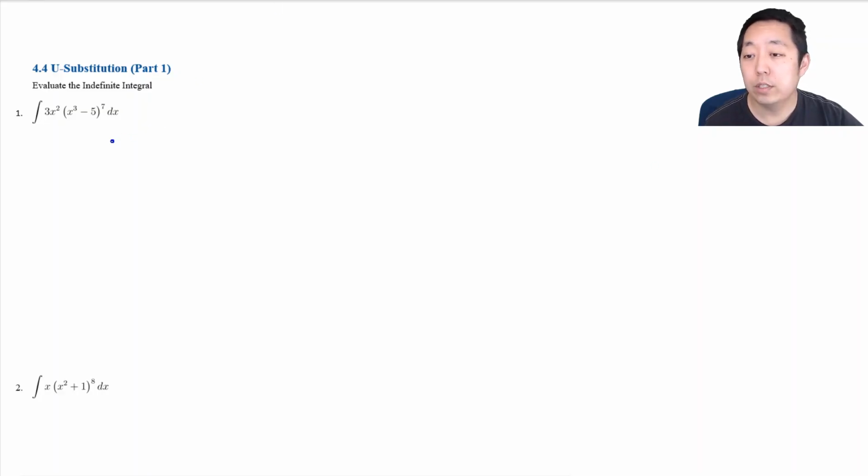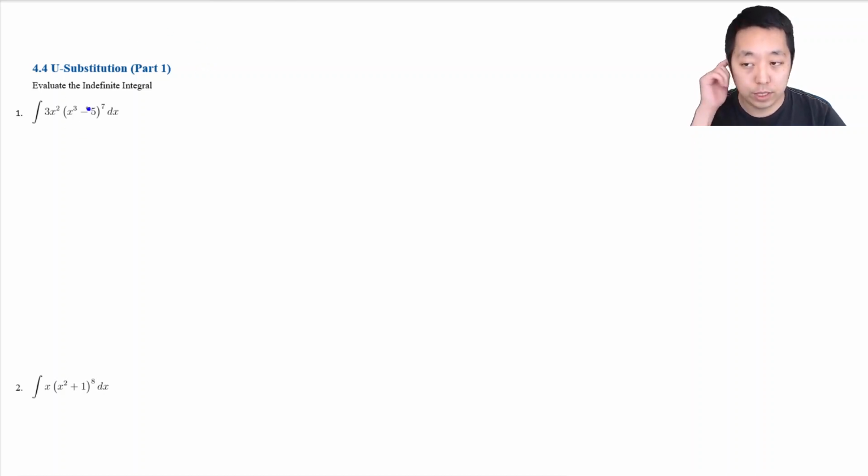So now we're going to get into the most important technique that you learn in your first semester calculus or AP Calculus AB, the U-substitution. The U-substitution is a technique to do integrals of other forms like this. So for example, say I wanted to do the antiderivative of this.